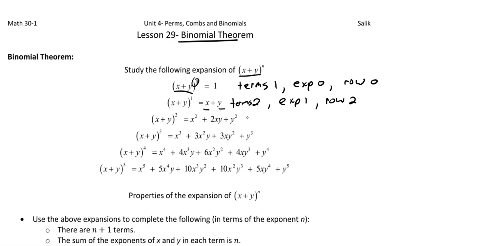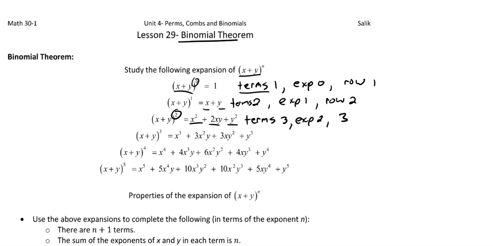Okay, and the next one, I'll just do one more. So the terms is 3, there's 3 terms there. The exponent is 2. And the row that it's in is 3. You guys kind of see the pattern happening here? Oh, sorry, not on that top one. That should have been row 1. Sorry.